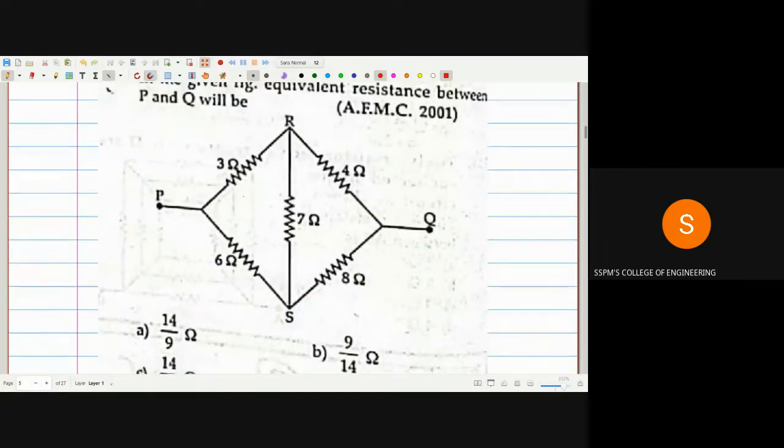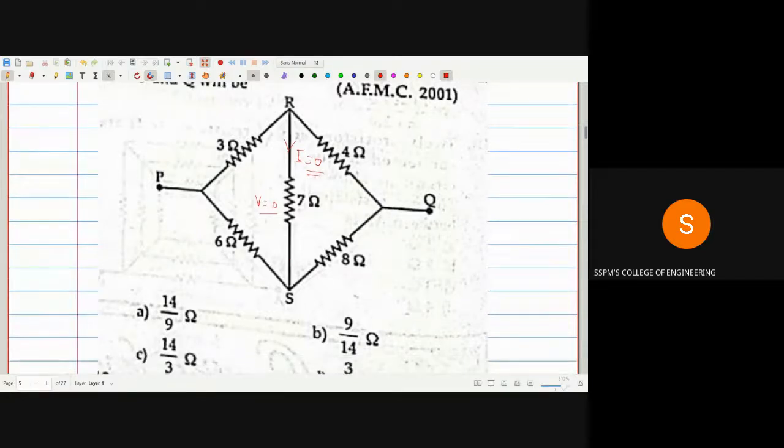Since the bridge is balanced, the current will not flow from R to S. If the current flow होणार आहे का? नाही होणार. So what is the potential drop or voltage drop across 7 ohm? The voltage drop across 7 ohm is 0. Isn't it? म्हणजे हे ओपन असल्यागतच आहे. आर आणि एस काय असतात? ते ओपनच आहे ते. त्यामुळे तुम्ही असं सर्किट पण ड्रॉ करू शकता.